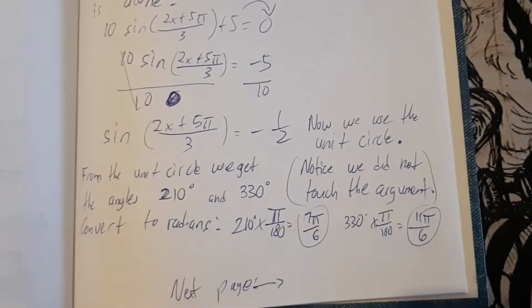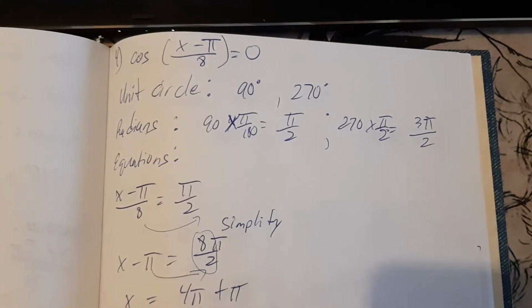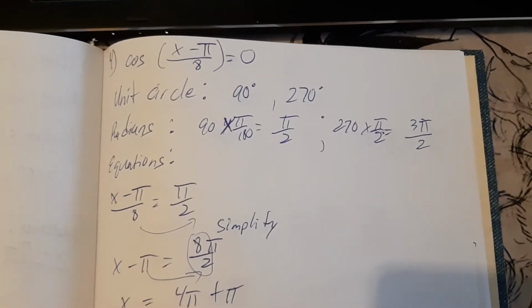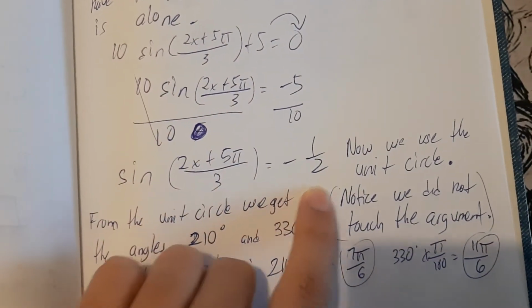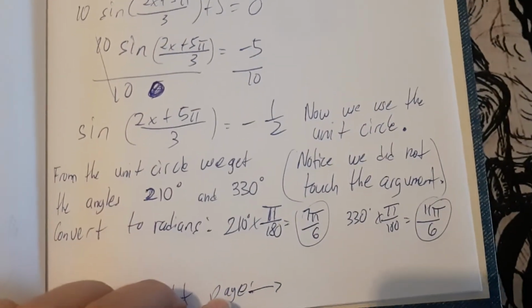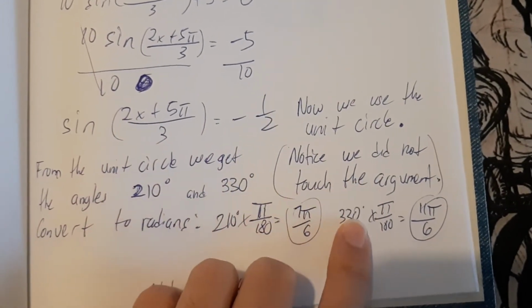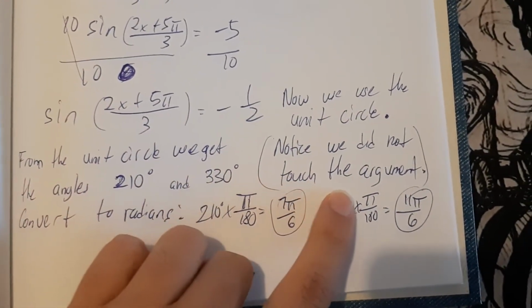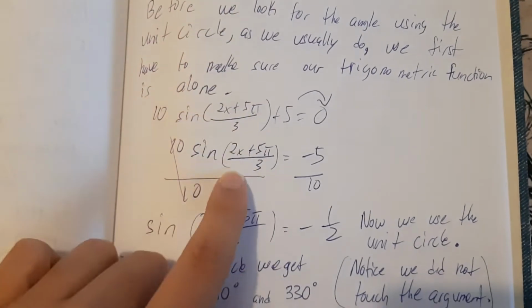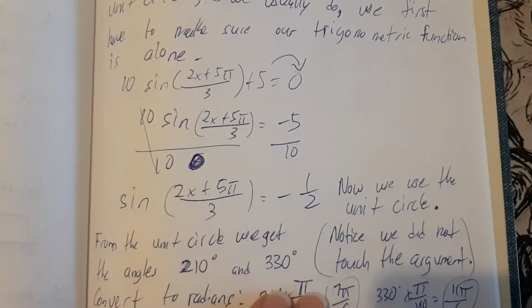Now we can use the usual steps. You see, now it looks exactly the same as this other function. The cosine must be equal to 0. In this case, the sine must be equal to negative 1/2. Right? So what are the angles that yield us this result? Well, now we use the unit circle. And notice we don't touch the argument. In all these steps, we don't touch the argument. Remember, the argument is the number within the function.